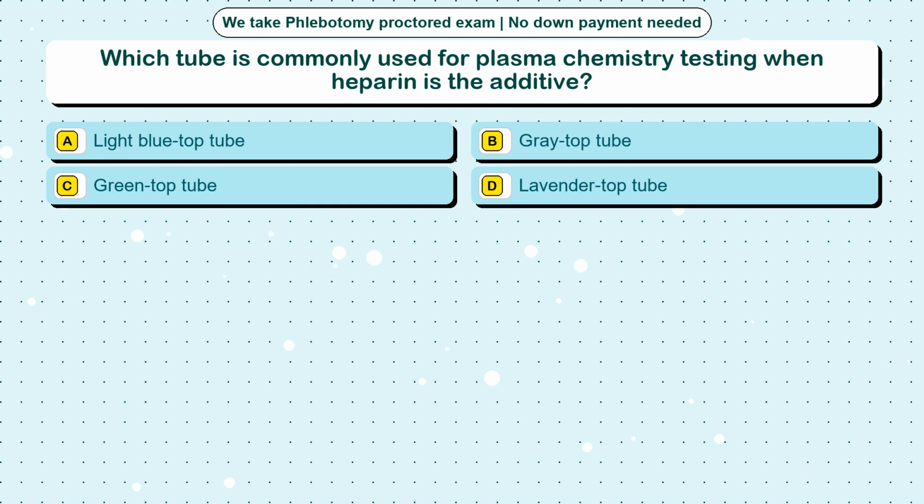Question 49. Which tube is commonly used for plasma chemistry testing when heparin is the additive? Option A. Light blue top tube. Option B. Gray top tube. Option C. Green top tube. Option D. Lavender top tube.